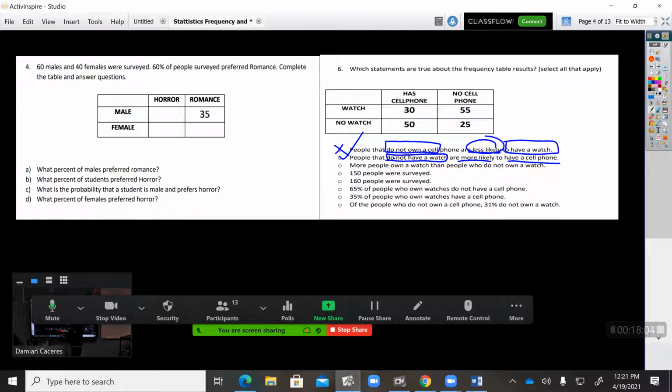This is just reading the information. More people own a watch than do not own a watch. How many people own a watch? 85. How many people do not own a watch? 75. This is true then, because more people own a watch than don't own a watch.